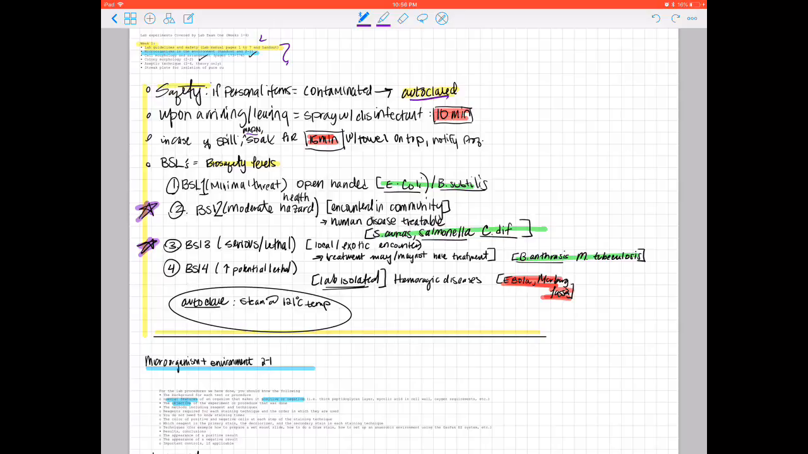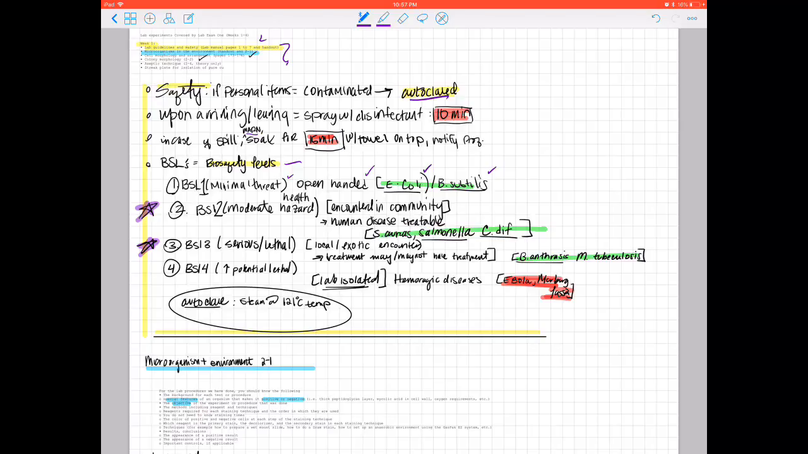Okay, BSLs, biosafety levels. Here we are. So we have different levels in the ways in which we handle organisms. Essentially we have 4 of them that we utilize in the microbiology lab. Number 1 is BSL 1. This is minimal threat, and this can be open-handled. The organisms that we talk about when it comes to BSL 1 are E. coli and B. subtilis. There's another one, and there's actually many other ones.